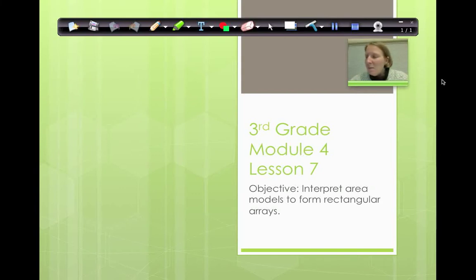Right, here we go. Today we're going to do Module 4, Lesson 7. We're going to interpret the area models to form rectangular arrays. Now this is super important. You need to know that this is a vocabulary word that you're going to be using frequently. We're going to learn what an area model is, so be listening for that in our video.